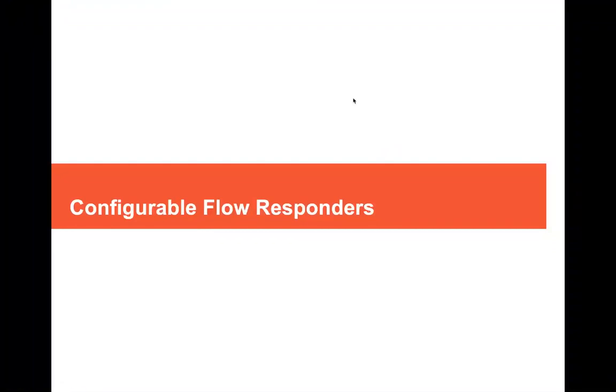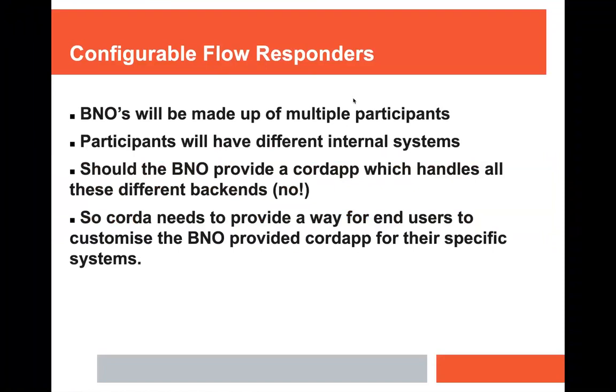So there's two presentations. One's going to be on configuring flows, and the other's going to be on the Docker images for Corda 4 open source. So configurable flow responders originally came out of a requirement of B3I. As you know, B3I is a consortium of 10, 20 members, each with uniquely different backends for their systems.